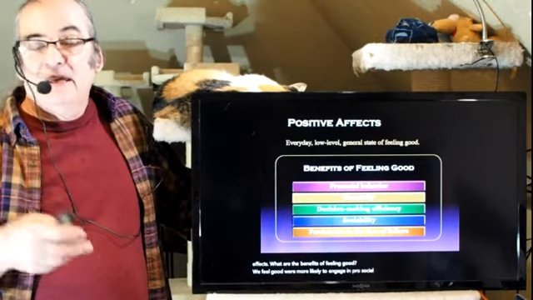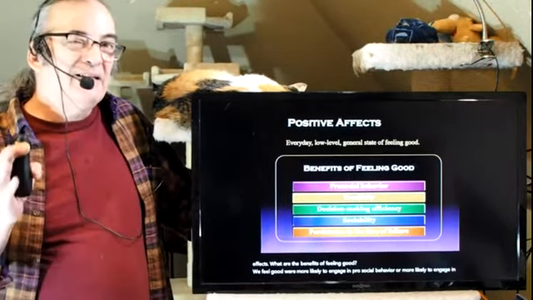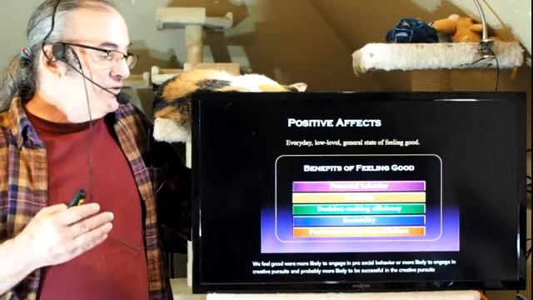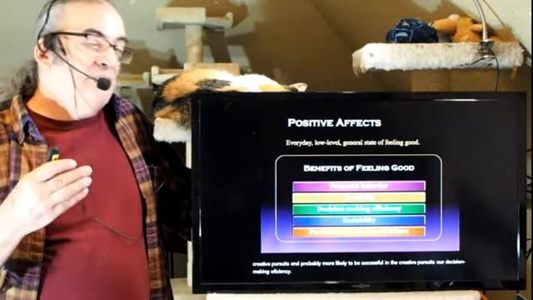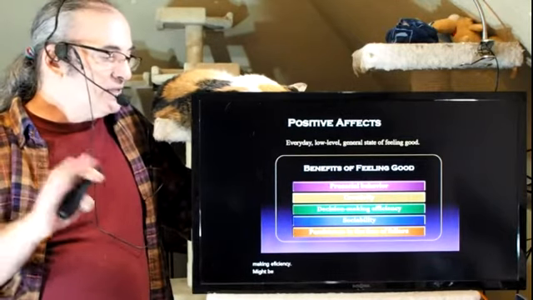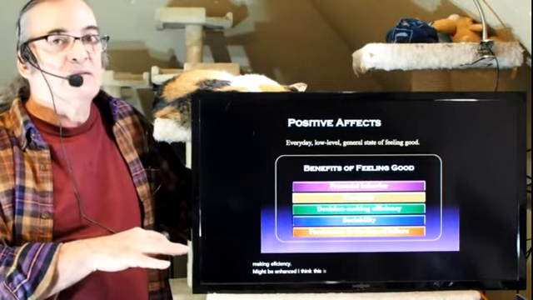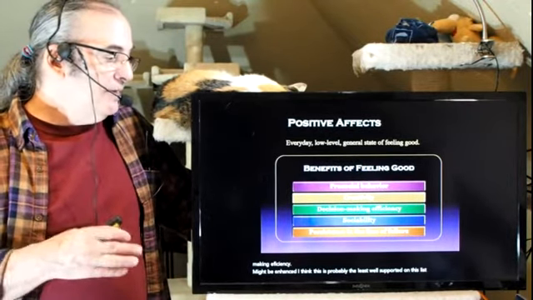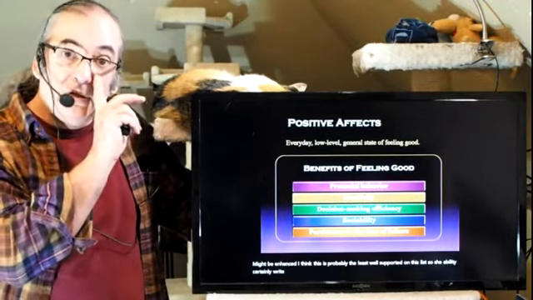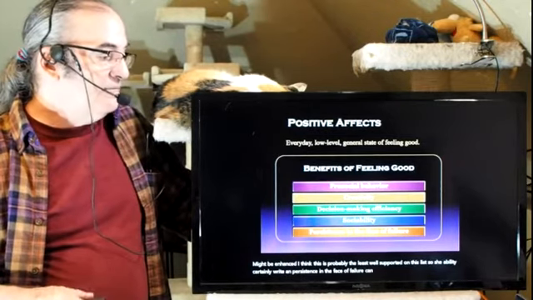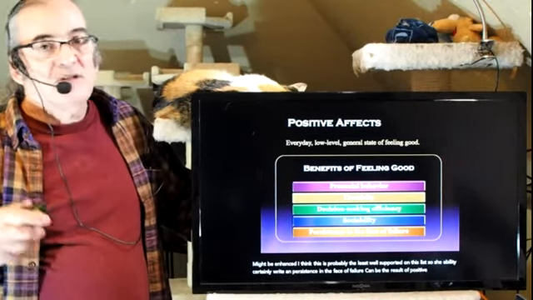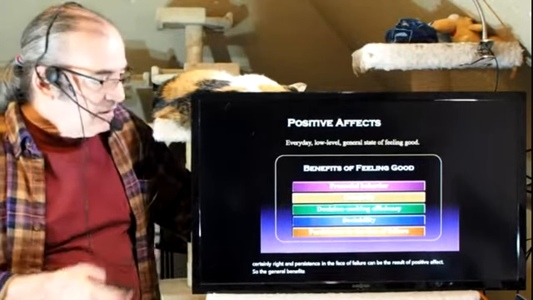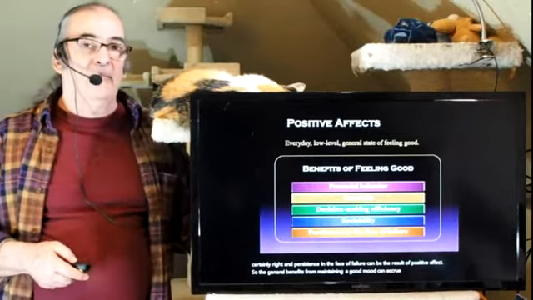We're more likely to engage in creative pursuits, and probably more likely to be successful in the creative pursuits. Our decision-making efficiency might be enhanced. I think this is probably the least well supported on this list. Sociability, certainly, right? And persistence in the face of failure can be the result of positive affect, right? So the general benefits from maintaining a good mood can accrue as listed here.